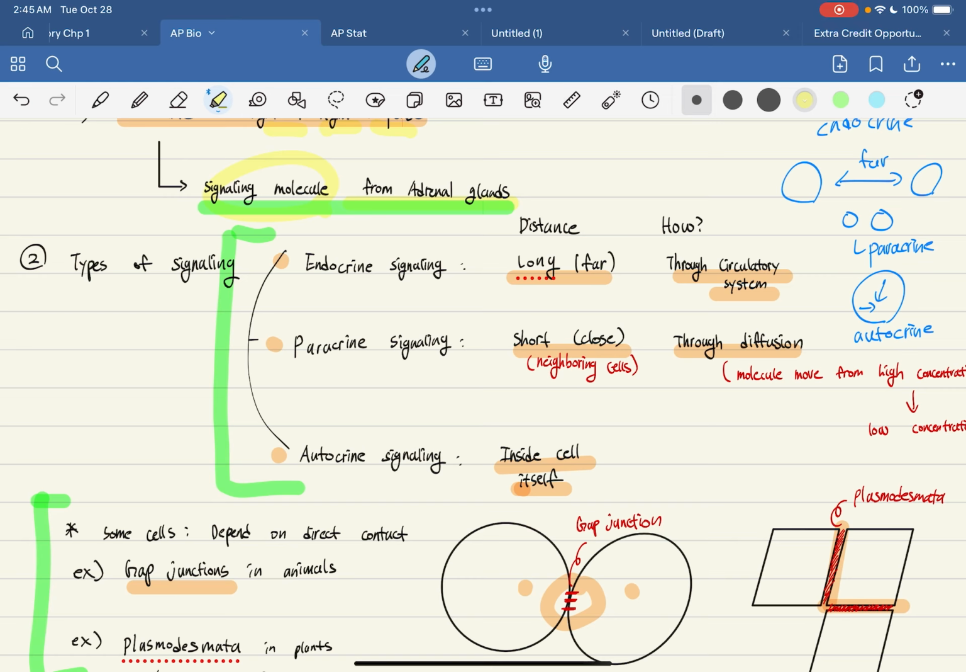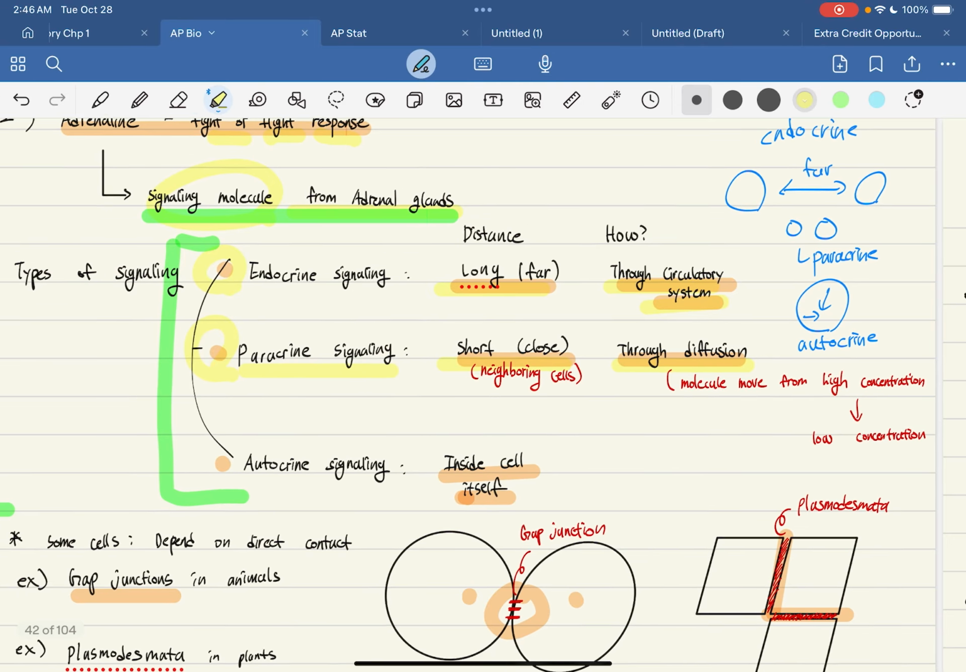There are also more types of signaling that we learn in AP Bio. The first is endocrine signaling, which occurs over a long distance through the circulatory system. The second is paracrine signaling, which occurs over a short distance, for example between neighboring cells, and they signal through diffusion.